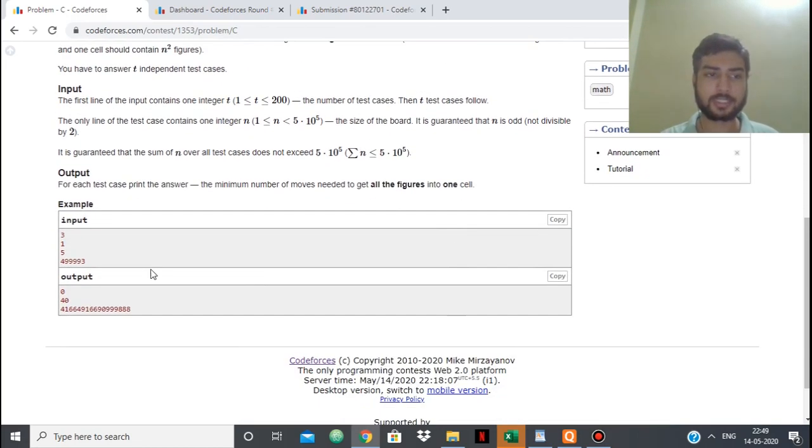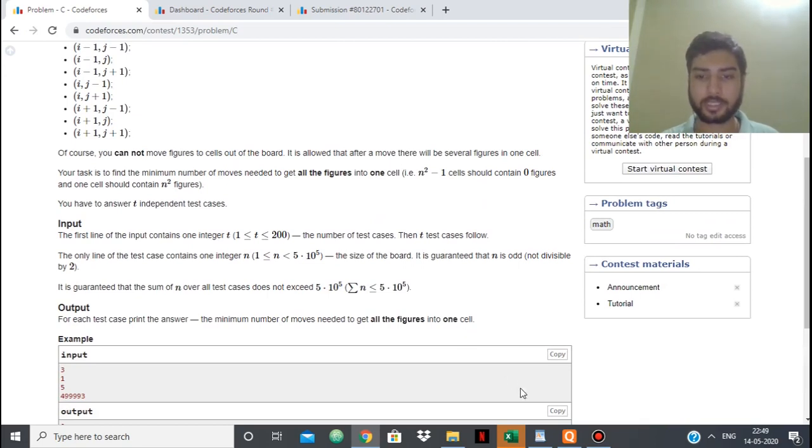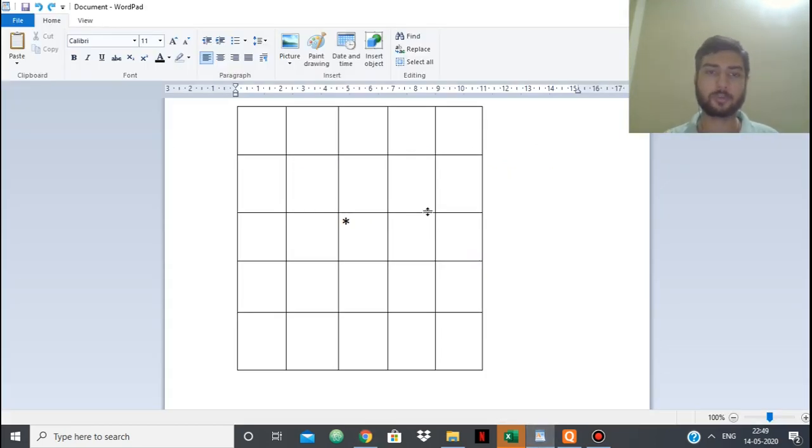For the test cases, you can see that for test case 1 it is 0, which is obvious because there's only one cell and the figure is already in its cell. For 5, the minimum number of moves required is given as 40. If you're able to calculate for 5, you'll see the formula and you'll be able to calculate in general. So we'll look at test case 5 only.